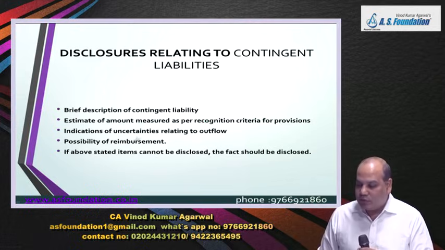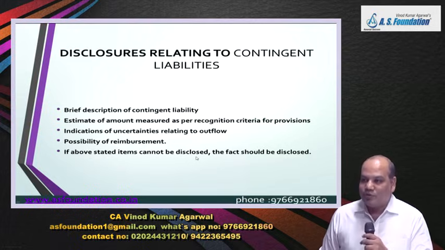Then indication of uncertainties relating to outflow. That means if you have any uncertainty relating to outflow, whatever extra information you want to give about outflow, give. You can write there is a 40% probability that we might have to pay. And then you can also disclose the possibility of reimbursement. Your loss may be compensated by somebody else, for example, an insurance company or guarantor. Okay. If the above stated items cannot be disclosed, that fact should be disclosed.